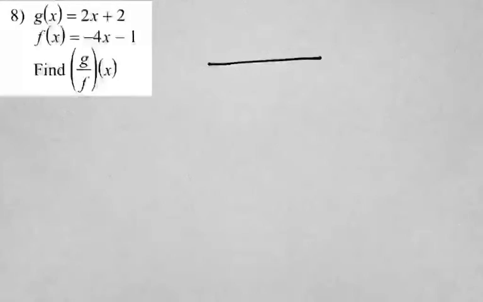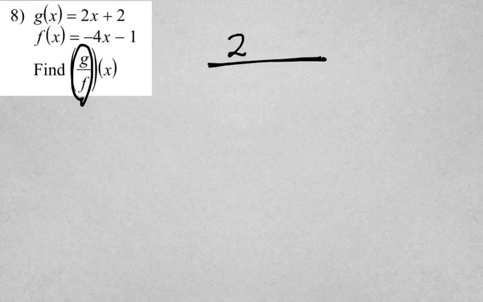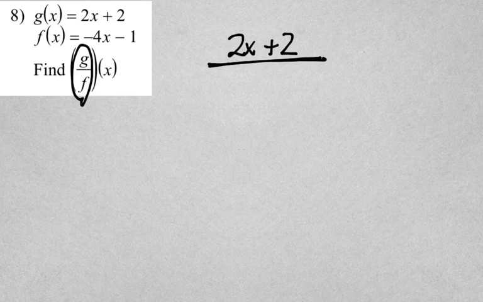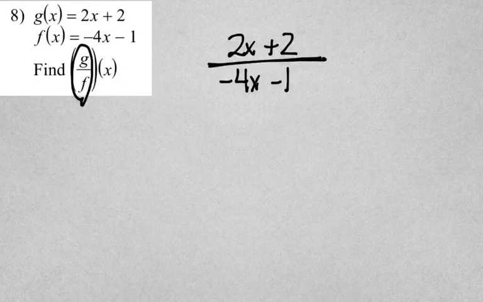This is one of the problems where we'll go into more detail of how you actually work through solving these this next semester. But for right now, all that we know is we need to divide these two functions. So that means I can go ahead and drop my division bar. It says g needs to be my numerator, so 2x plus 2. My denominator needs to be negative 4x minus 1.